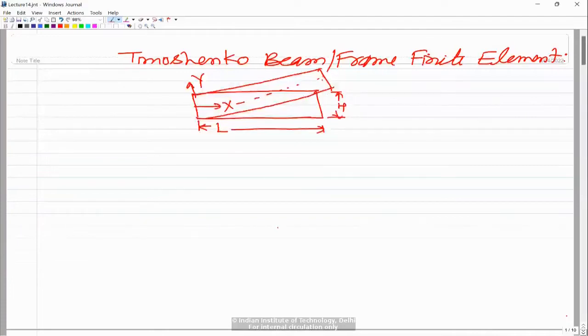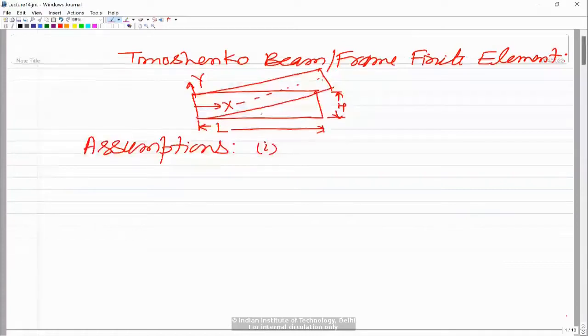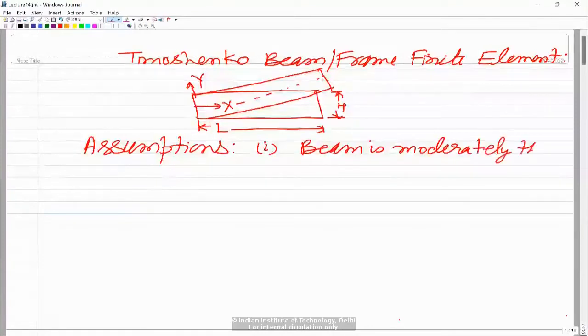If we look at the basic assumptions made over here, number one, the main thing is that the beam is moderately thick. Actually, the other things are essentially the implications of this moderately thick beam. When we are saying moderately thick, what I mean is that L by h is smaller than 20, typically for an isotropic beam, where L is the total length of the beam, capital L. It is not the element length.